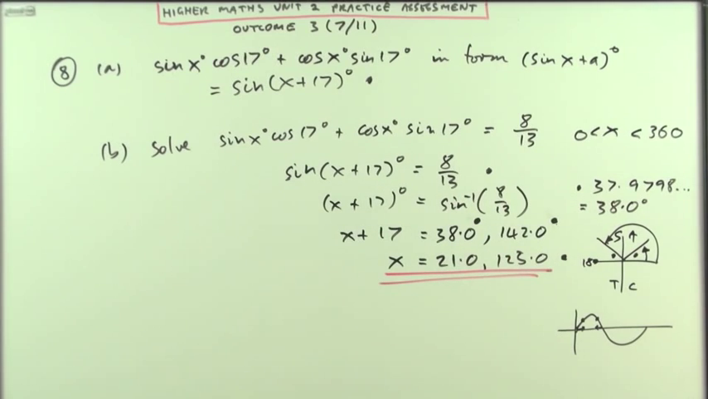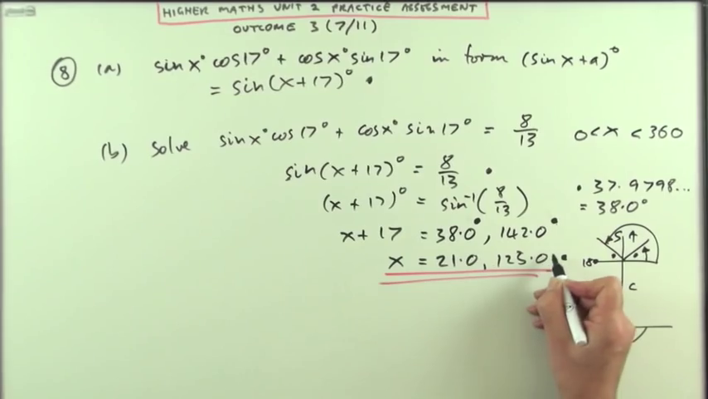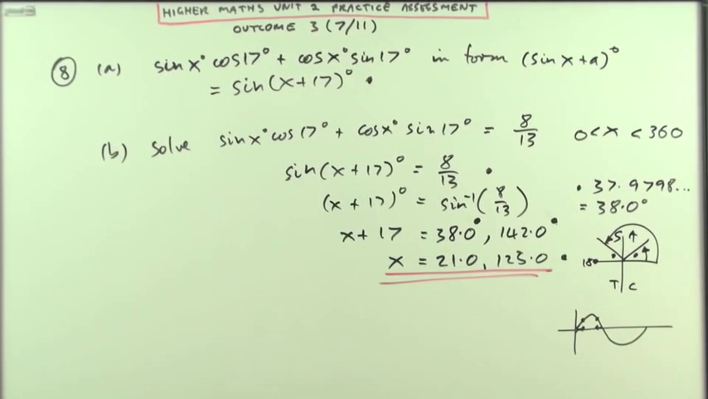There's the five marks. If you can't stop your hand putting in those degree signs because you just want to finish them off, you wouldn't lose a mark for that. That would just be bad form.